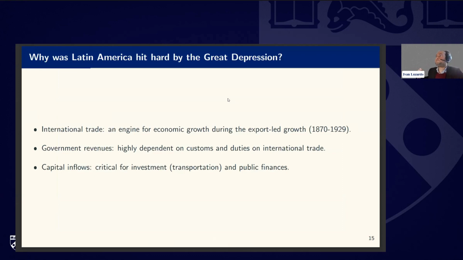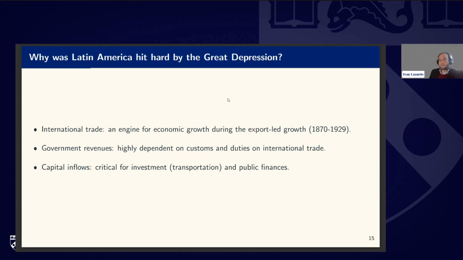So why did the Great Depression have a major impact on that continent? And the reason, as you can anticipate, is because until then, exporting was essentially the main engine of economic growth. So basically, the exporting sector was generating the surpluses necessary to, for instance, develop the early stage of industrialization, and to provide government the necessary revenues for their regular operation.